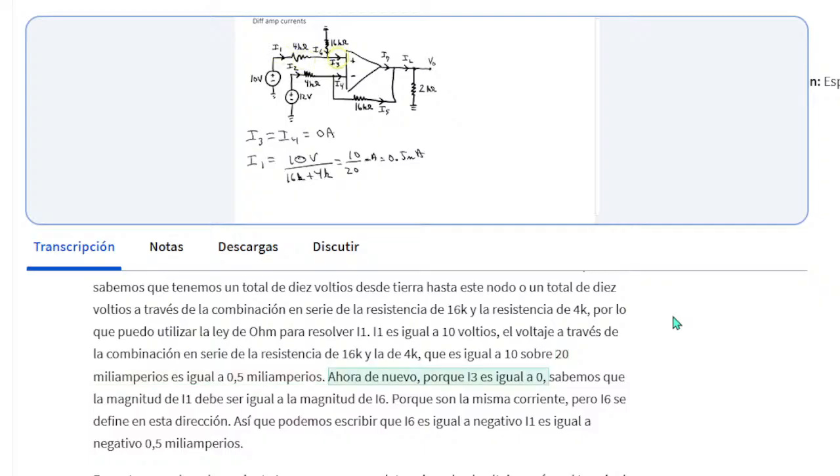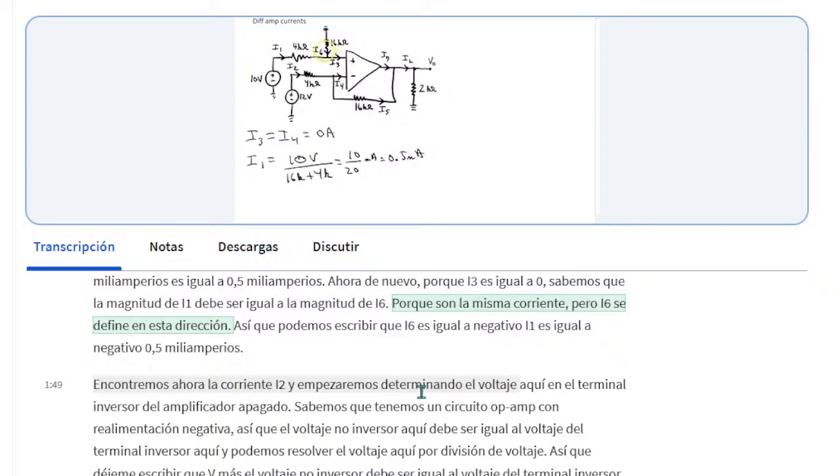Now, again, because I3 is equal to 0, we know that the magnitude of I1 must equal the magnitude of I6 because they're the same current, but I6 is defined in this direction. So we can write that I6 is equal to negative I1 is equal to negative 0.5 milliamps.